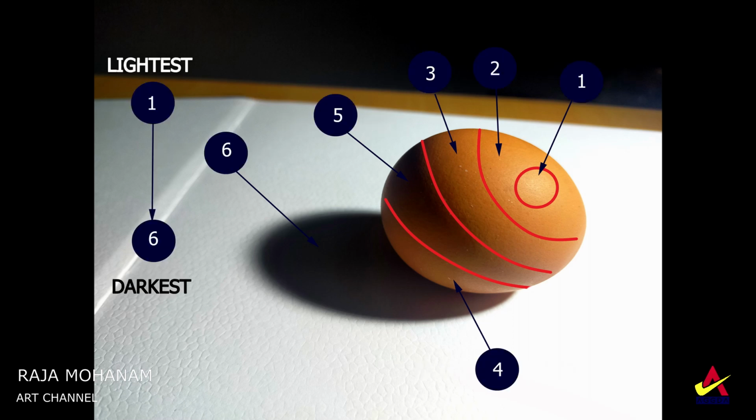Direct light is the nearest to the light source and the cast shadow is the furthest from the light source. Highlight is the brightest area and the cast shadow is the darkest area in the drawing. These light elements and the brightness and the darkness will vary depending upon the distance between the object and the light source and also the shape of the object.